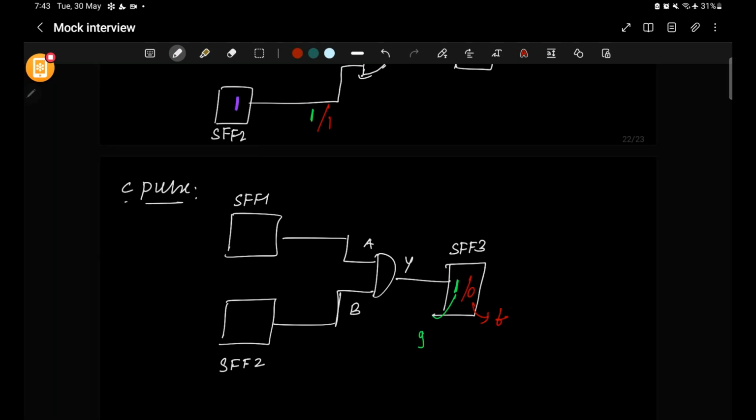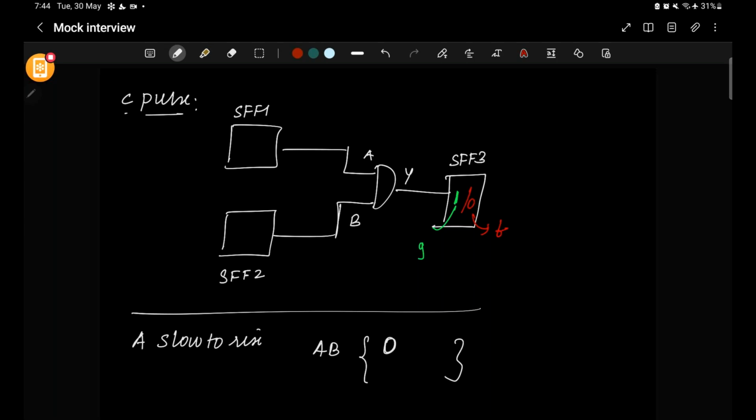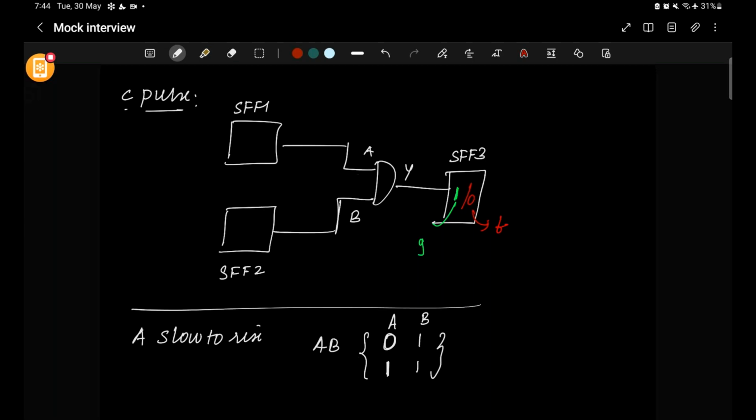So this is how it happens. So how you can write it: A slow to rise means, for AB, the first pattern will try to write 0 in A net. It will try to bring a 0 to 1 transition in A net. So first pattern it will write 0, second pattern it will write 1, and B net it will always try to propagate that value to the output side. So B will always be 1. This is how you can detect the A slow to rise fault.